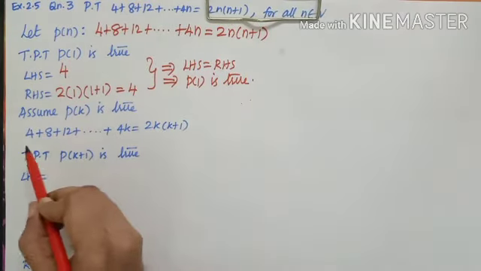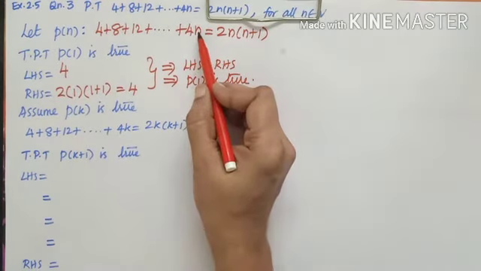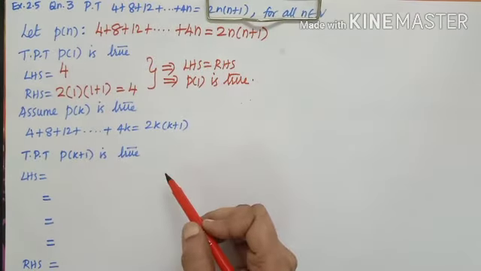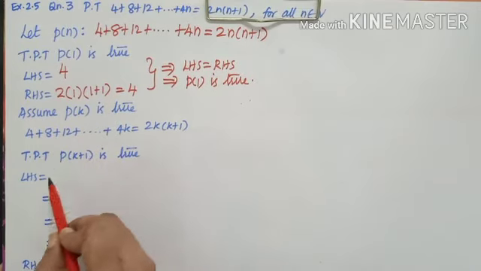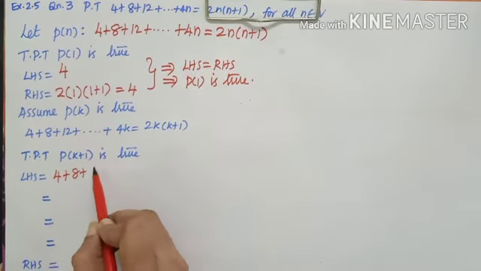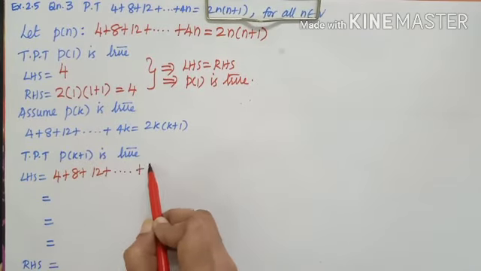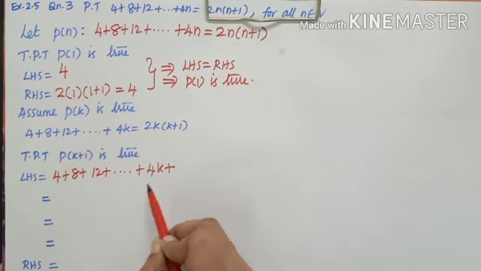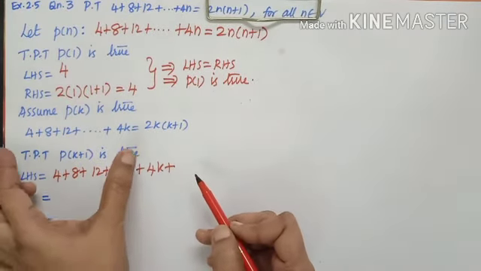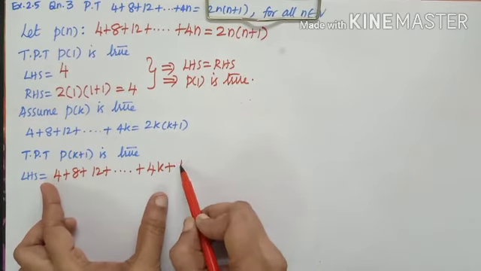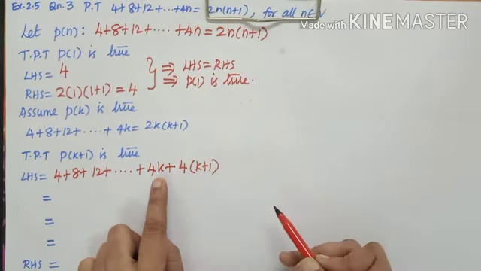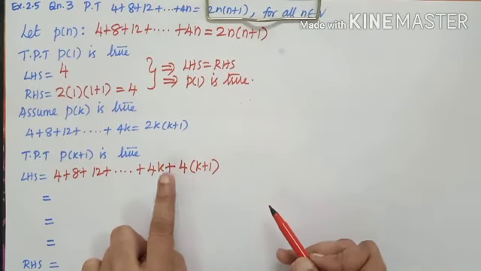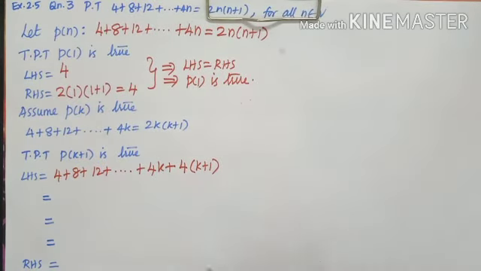Copy the given question as it is. Wherever n is coming, put k. The next step, prove that P of k plus 1 is true. So copy from here 4 plus 8 plus 12 and so on up to 4k. Write one more term. So the same thing we have copied. One more term in the place of k, k plus 1 will come. 4 as it is, k alone will become k plus 1.